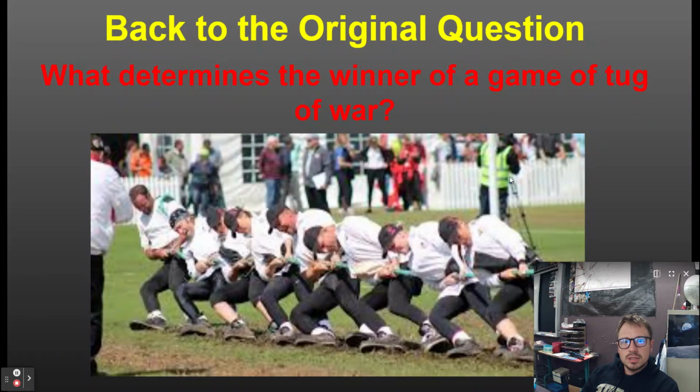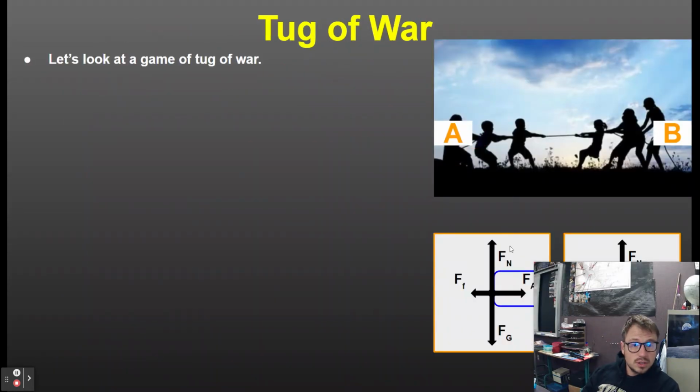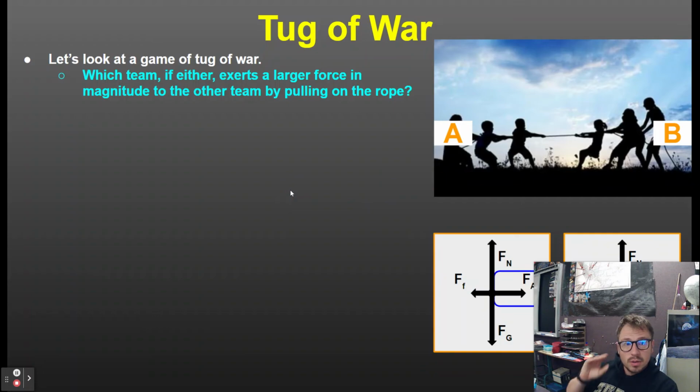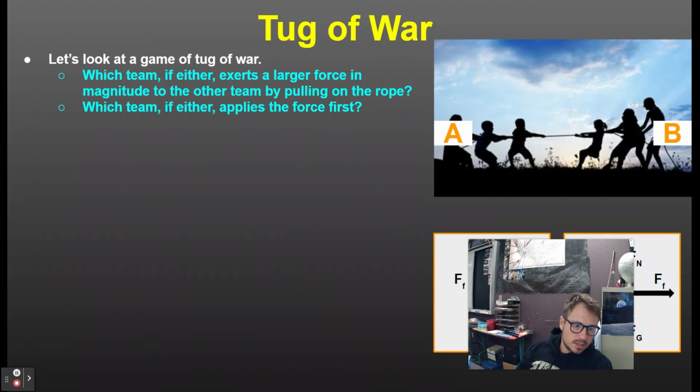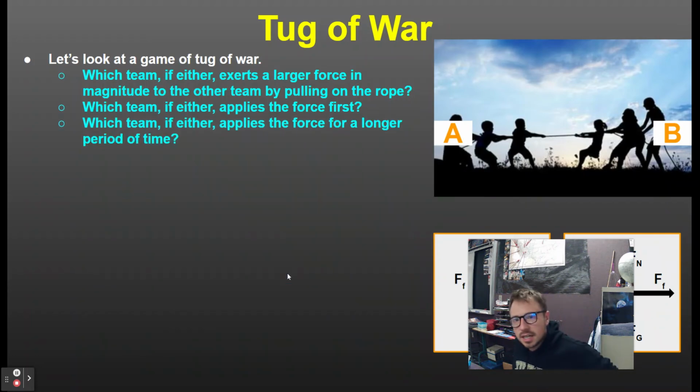Here's another question. What determines the winner of a game of tug of war? So this one's kind of a tricky one. I've got Team A and Team B. Which team exerts a larger force in magnitude by pulling on the rope? It's going to be the same, an opposite and equal reaction. Which team applied the force first? It's going to be at the same time. Force pairs are simultaneous. Which team applied the force for a longer period of time?